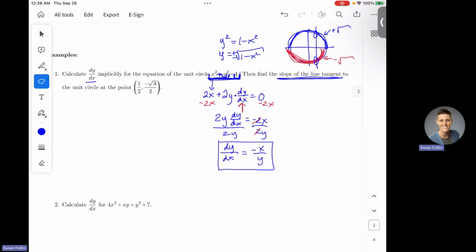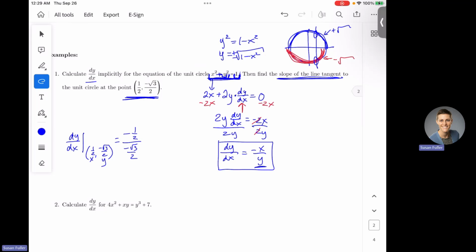And so now if I want the slope at this point, then I'm going to take my derivative, my dy/dx, and I'm going to plug in this point into it. And so anywhere I see an x, I'm going to put a 1/2 in. Anywhere I see a y, I'm going to put a negative root 3 over 2 in. And so now I'm going to plug it in here. So I'm going to get negative x, which is 1/2, divided by y, which is negative root 3 over 2.